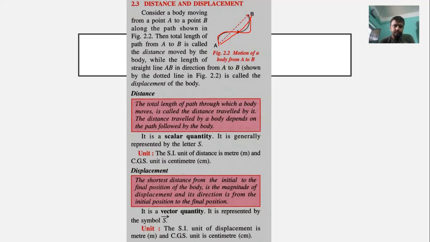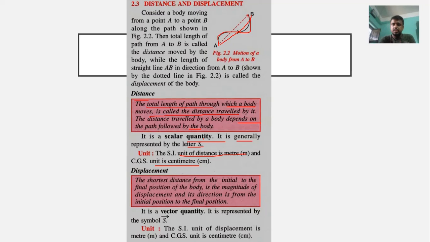Distance is the total length of the path through which a body moves. It is called the distance traveled by it. The distance traveled by a body depends on the path followed. It is a scalar quantity. It is generally represented by the letter S. The SI unit is meter and CGS is centimeter. The total length of the path covered, the total distance covered, will be considered as distance. What is displacement?